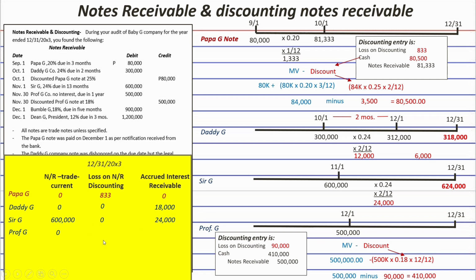And the loss on discounting is of course 90,000, and that is based on the computation here, and there is no interest receivable already. Because one, this is a non-interest bearing note, so it's impossible to have an interest receivable. And number two, again, in November 30, the notes receivable was already sold. So it is impossible also to have an interest receivable related to this notes receivable on December 31, 20X3.